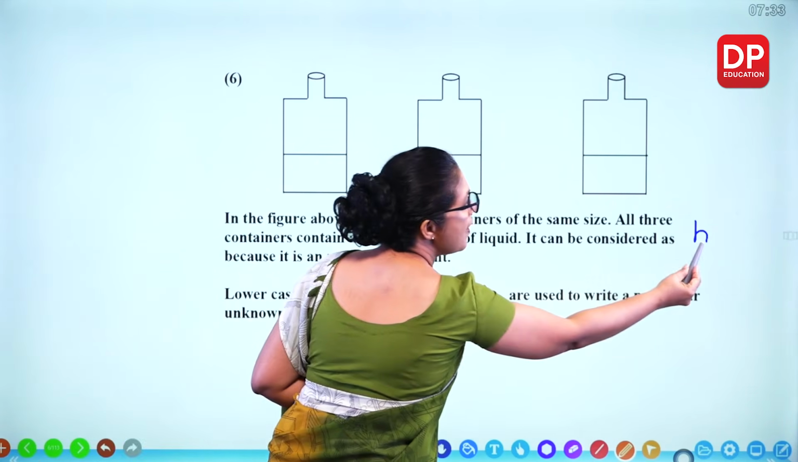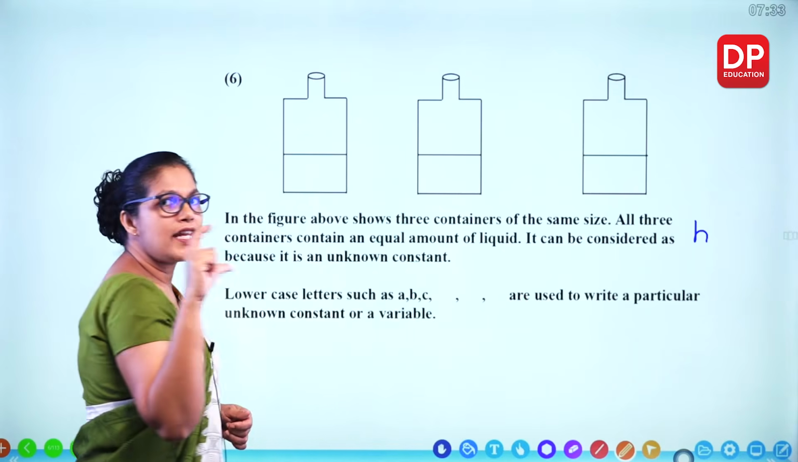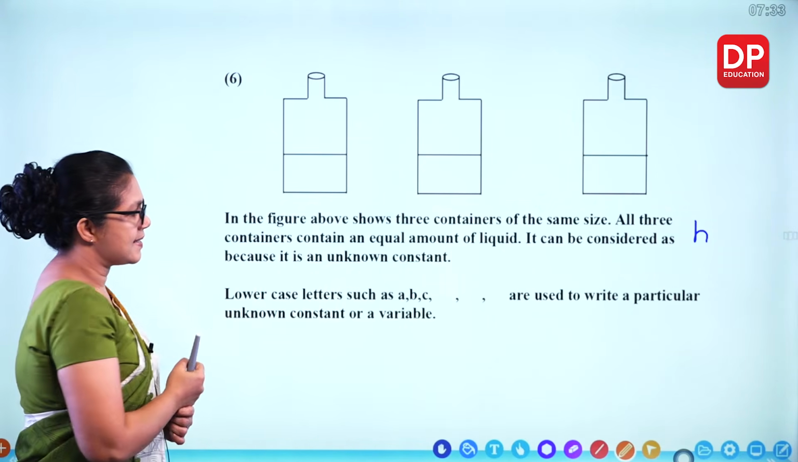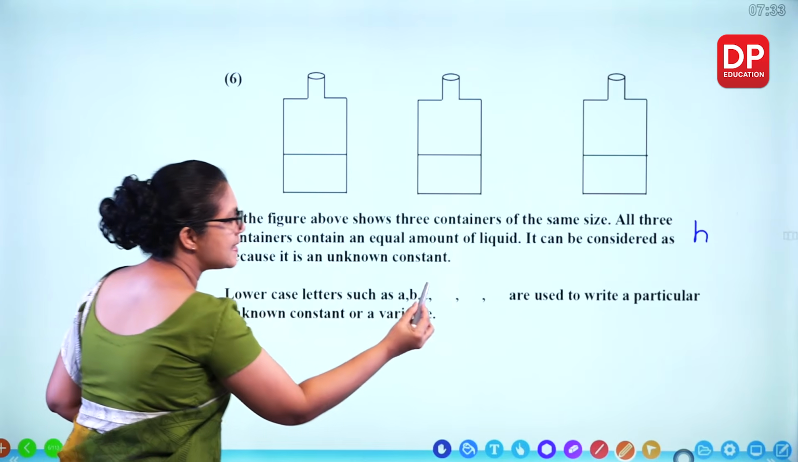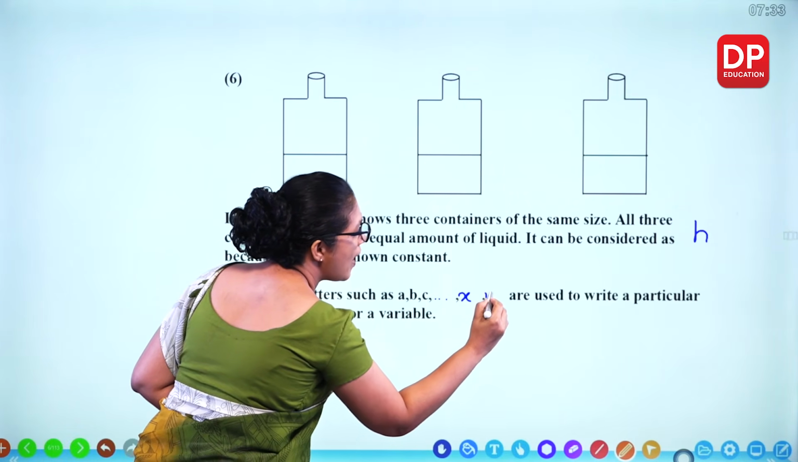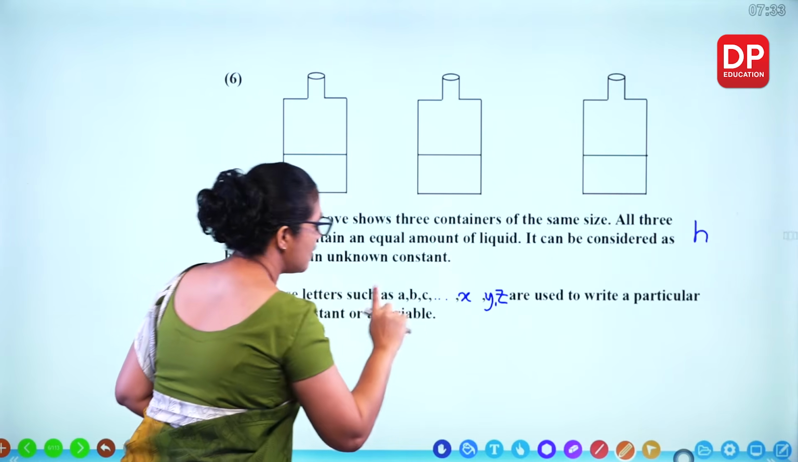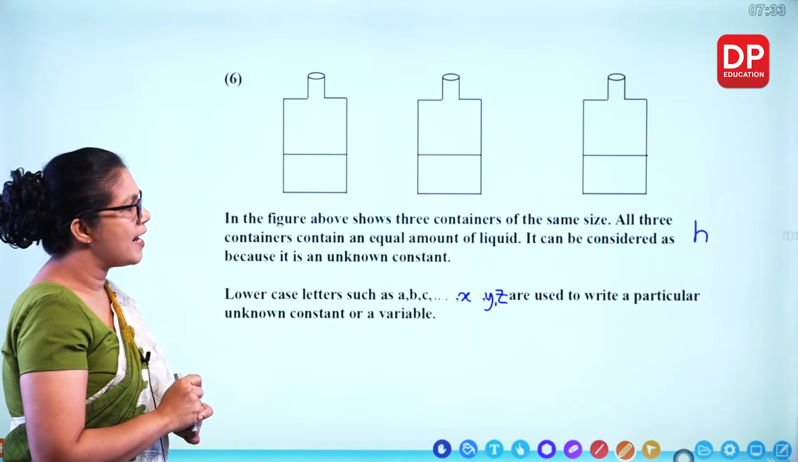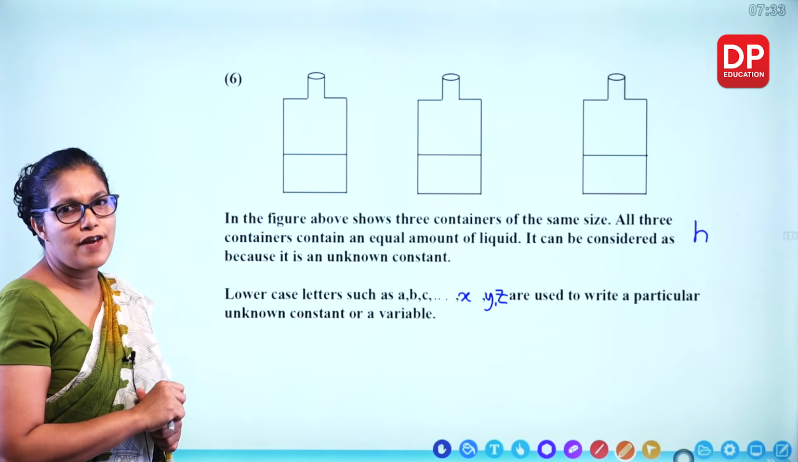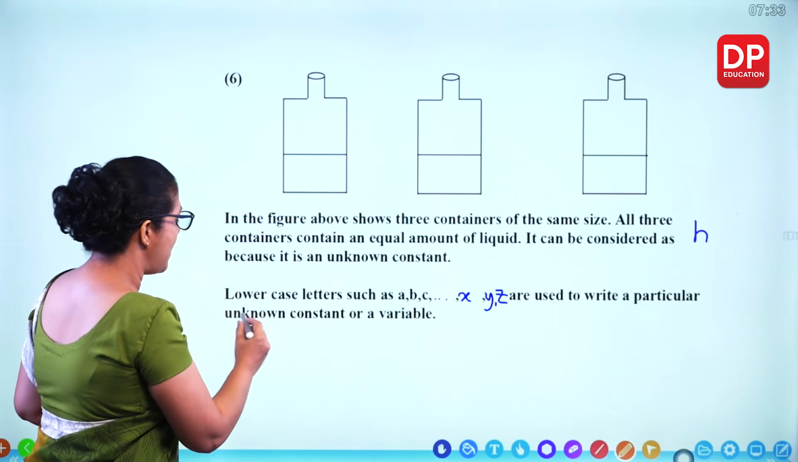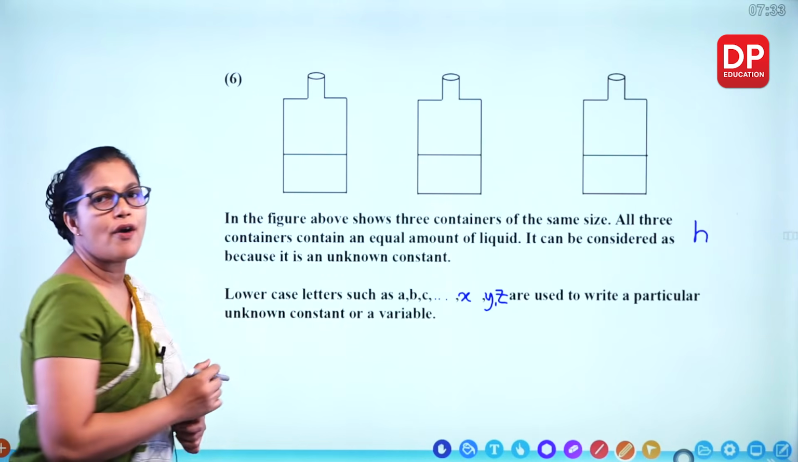So here what's the variable? H, the height of water. So lowercase letters such as a, b, c, or you can put x, y, z. Any simple lowercase letters we can use to represent variables. So it can be an unknown constant or a variable.